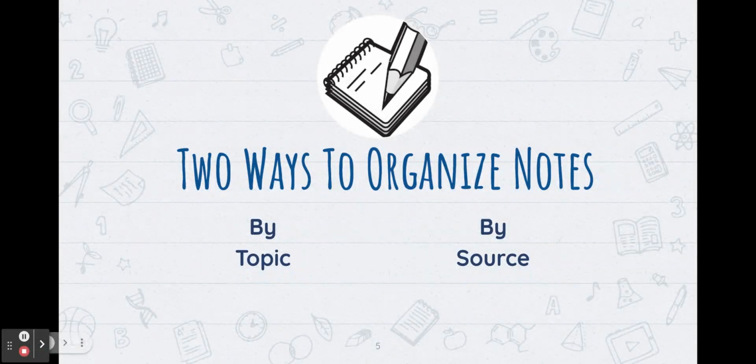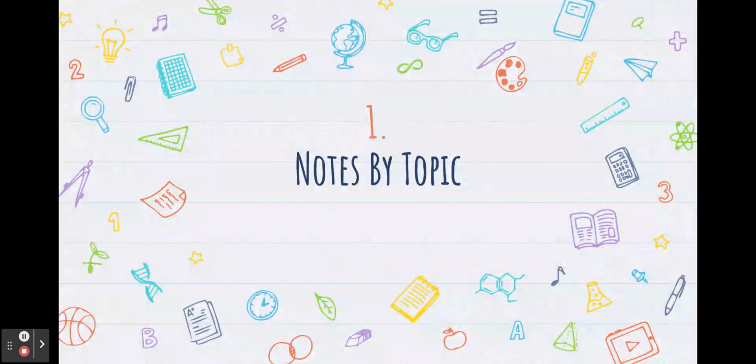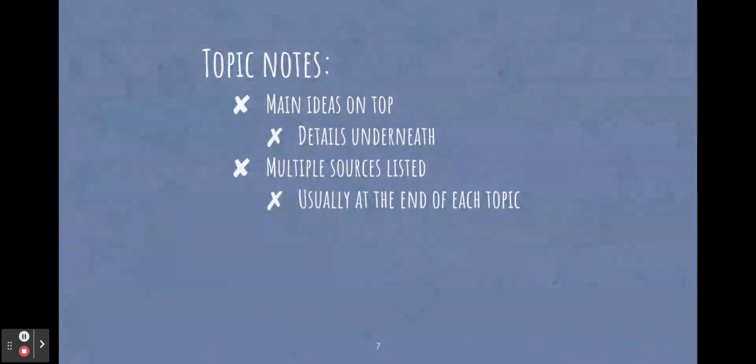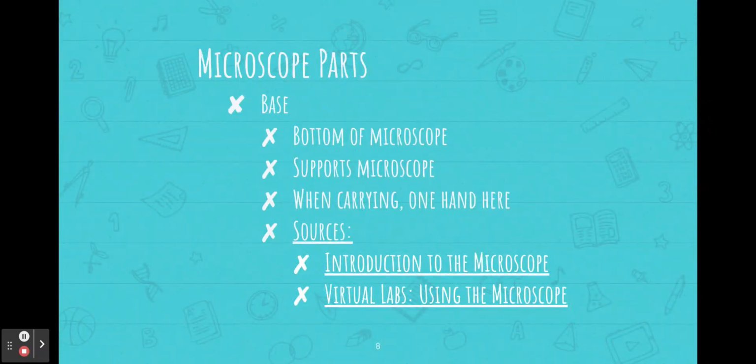All right, there are 2 different ways to organize notes. A lot of students choose to do it by topic. A lot of other students choose to do it by source. So let's look at notes by topic. Topic notes have the main ideas on the top, and you have all the details underneath. You have multiple sources listed, usually at the end of each topic. An example of what that would look like: Microscope parts is the main idea, base is the detail, and then underneath the base are the other details. And at the very bottom, you have the sources that contributed to that, which are 2 different sources.